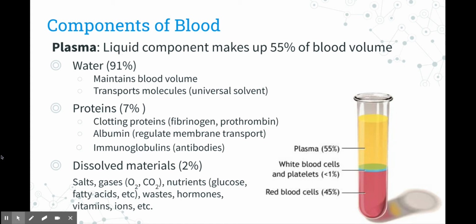And the remainder is dissolved materials, the things that the water was able to pick up. Salts, gases, nutrients, waste, hormones, vitamins, and ions are all dissolved in the plasma, which makes up the liquid part of our blood.